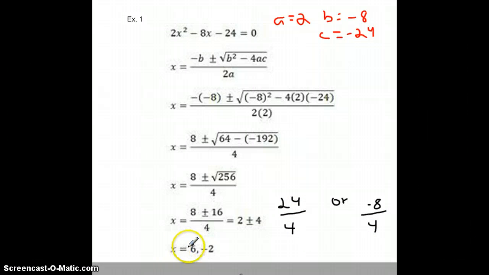24 over 4 is 6. Negative 8 over 4 is negative 2. Which is the same thing you get here. If you do 2 plus 4, you get positive 6. 2 minus 4 is negative 2.